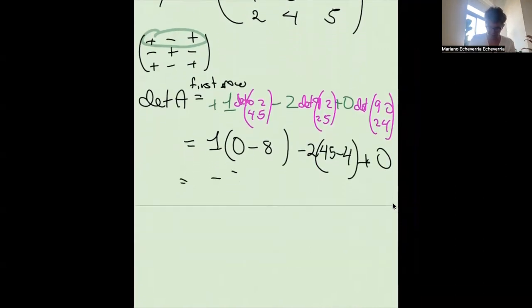So it gives you -8 plus, this is what, 41? And so it's 41 minus 2, right? So 41 times 2 is 82, right? So this gives you -90. Is that okay?